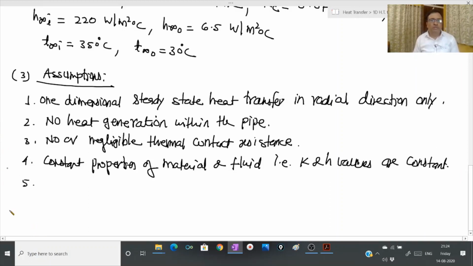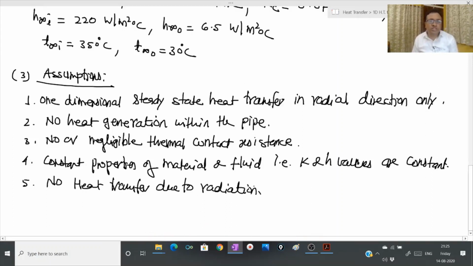Now, temperature difference is very high, so heat transfer can take place by radiation as well. So we will neglect this. No heat transfer due to radiation. So these are the assumptions involved in our problem.